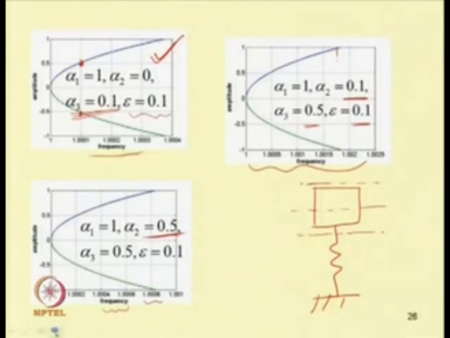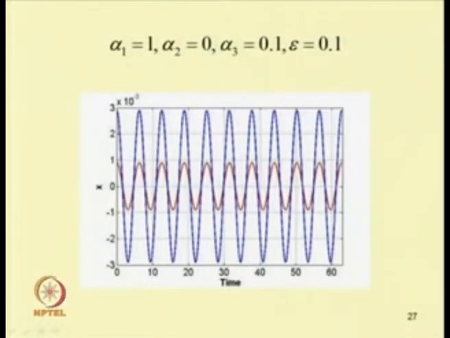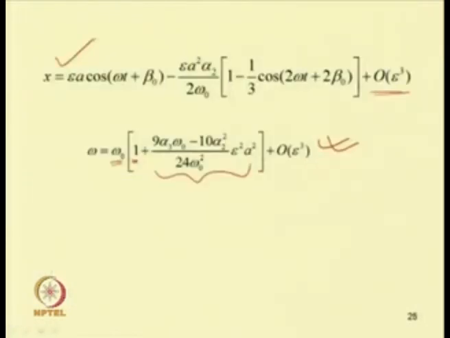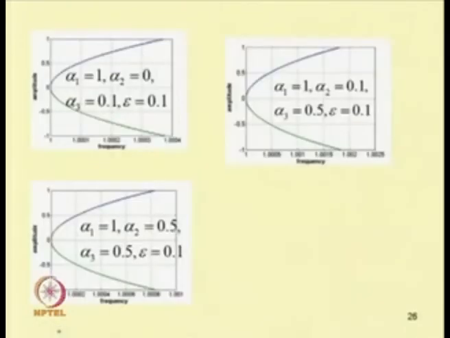Let us take two values of frequency, so the time response is plotted for two values of frequency. This corresponds to one frequency, and this corresponds to another frequency. Corresponding to that frequency we obtain the amplitude, and then the response is plotted from this equation, x equal to epsilon a cos omega t plus beta 0 minus epsilon a square alpha 2 omega 0 into 1 minus 1 by 3 cos 2 omega t plus 2 beta 0. From this equation this curve has been plotted.